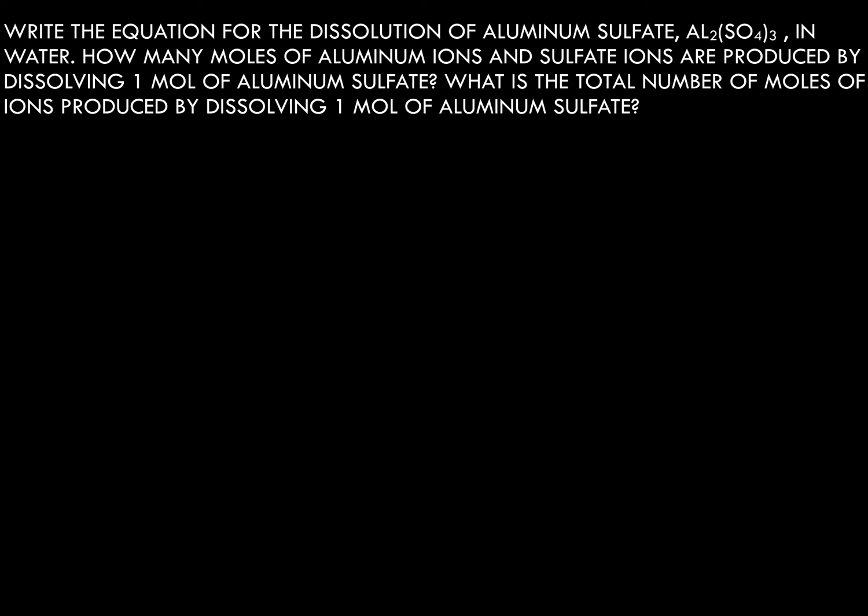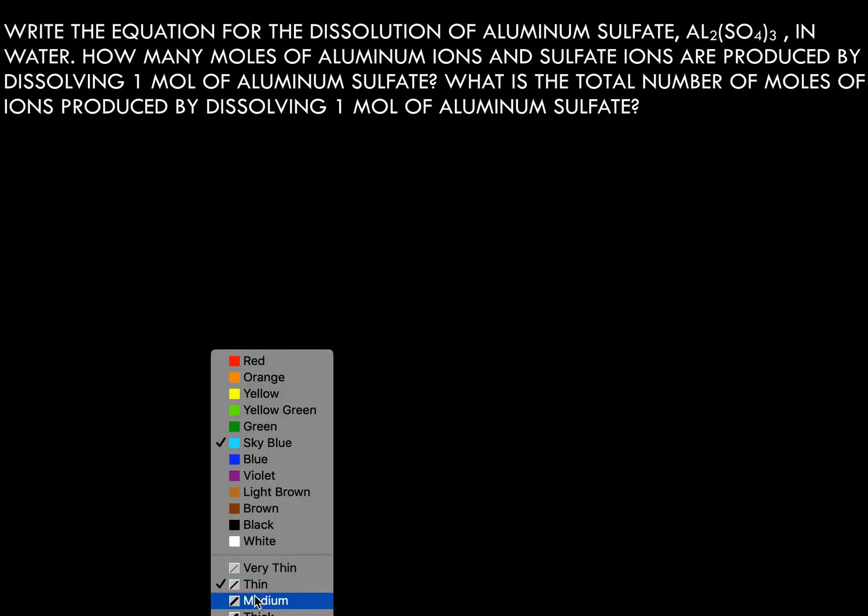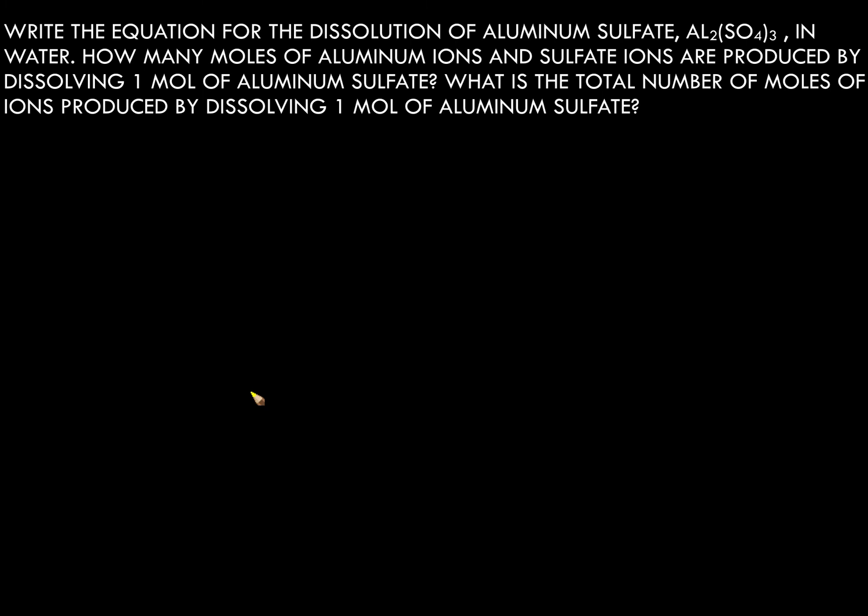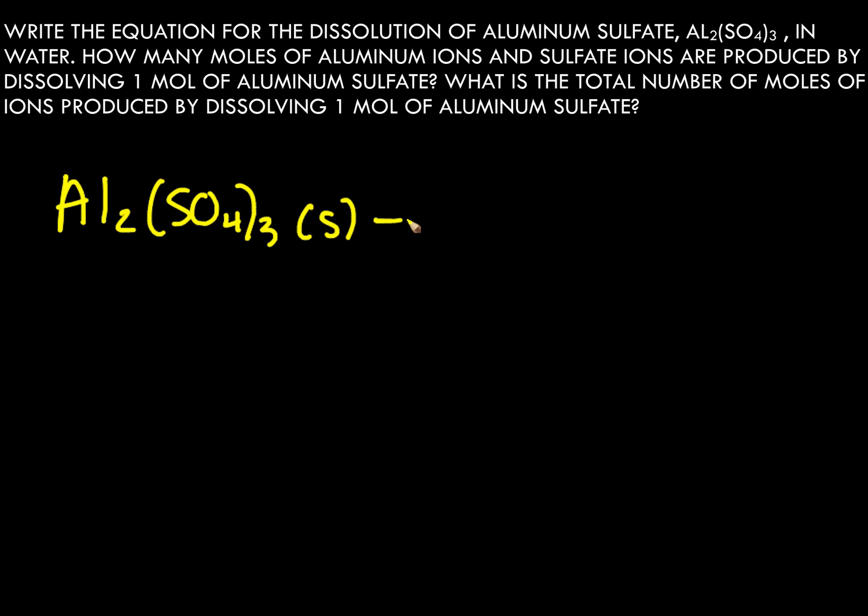So it says write the equation for the dissolution of aluminum sulfate, and I give you the compound. So we have Al2(SO4)3, and remember it's a solid, in water, right? Remember, water is our catalyst. So if we dissociate that, break that apart.